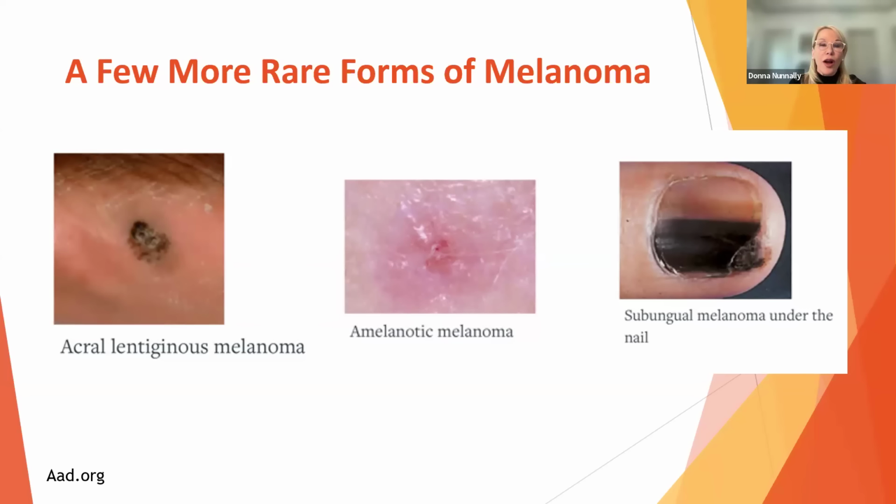And to make things more complicated, some melanomas do not have any color at all and are called amelanotic melanomas. They may be pinkish looking, normal skin color, or essentially clear and colorless.